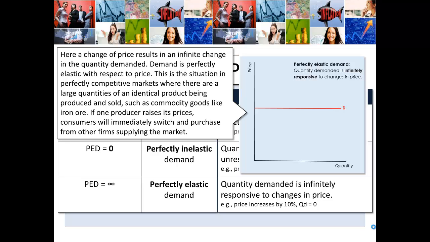Any increase in price, any attempt by firms to increase the price will result in their consumers buying zero of their products. So if one producer raises its prices, consumers are going to immediately switch and purchase from other firms supplying the market.